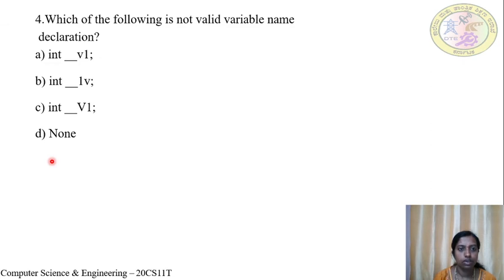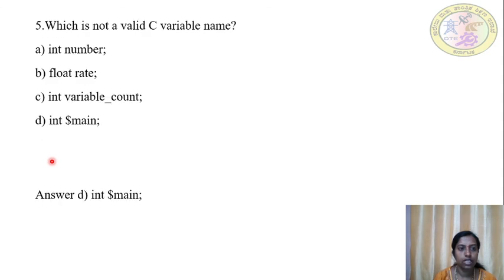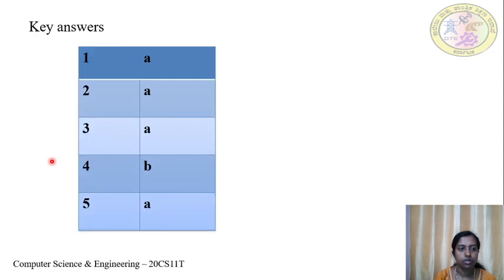Fourth question, which of the following is not a valid variable name declaration? A. int _v1, B. int 1b, C. int _v1, D. none. Answer is B. Fifth question, which is not a valid C variable name? A. int number, B. float rate, C. int variable_count, D. int $main. Answer D, int $main. Key answers: question 1 A, 2 A, 3 D, 4 B, 5 D. Thank you.